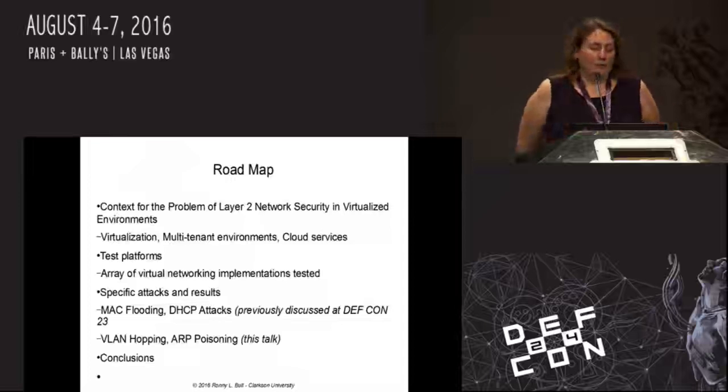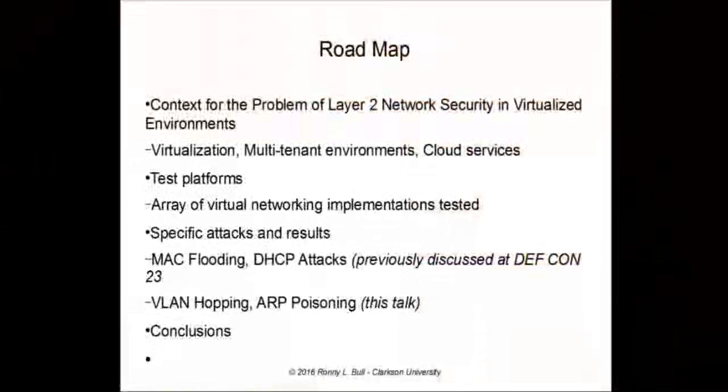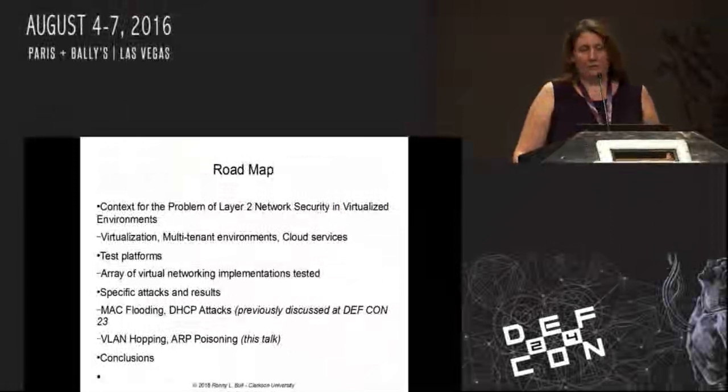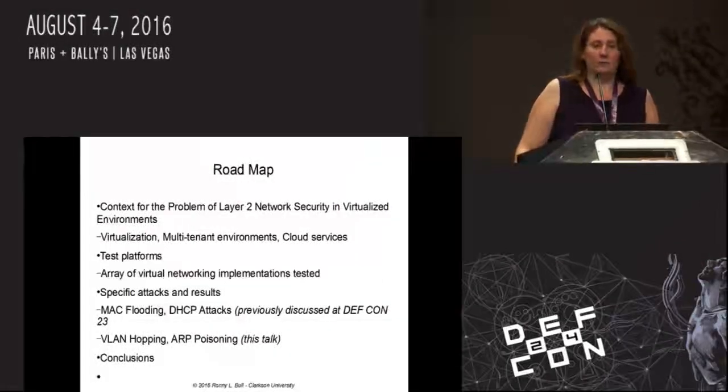So here's a little roadmap of what we're going to do. We're going to talk about the context of the problem for layer 2 network security in virtualized environments, the problem in multi-tenant environments, especially in cloud services. We're going to talk about the test platforms that we used and all of the different hypervisors and the virtual network devices that we tested. And we're going to talk about the specifics of the attacks. We've got some great videos and demos to show you, specifically of the VLAN hopping and ARP poisoning this time. We also have videos and many details of the MAC flooding and DHCP attacks that we talked about last year, if you want to look those up.